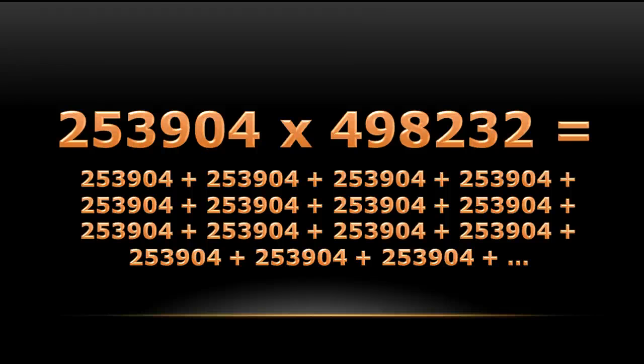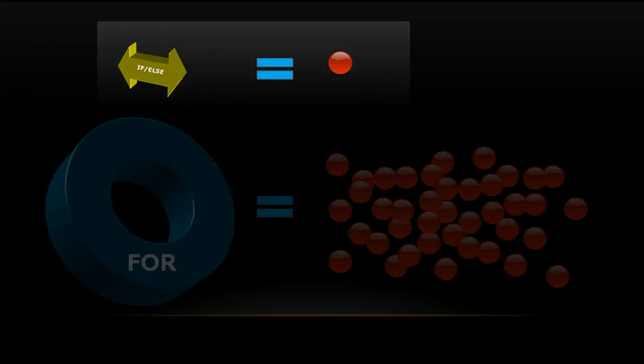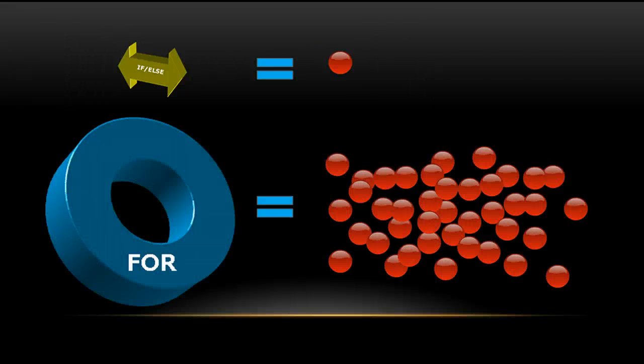If statements are like addition, then for statements are like multiplication. If statements process one thing. If this one thing is true or happens, then do something. For statements process as many things as we want. For every item in this thing, do something.